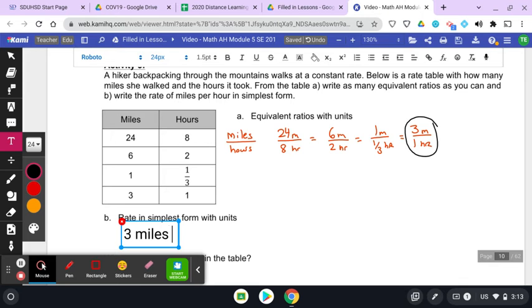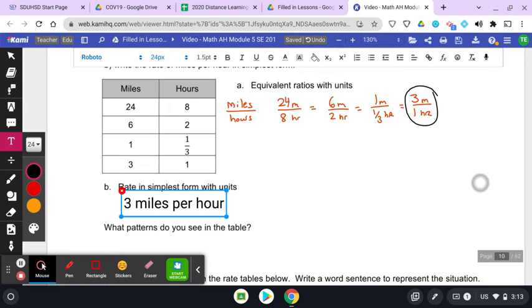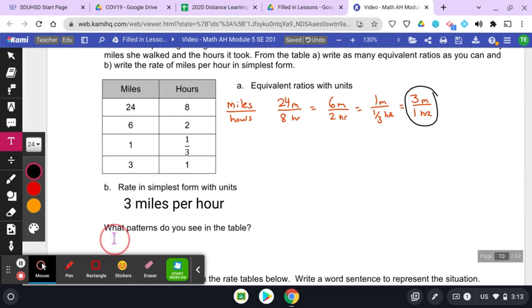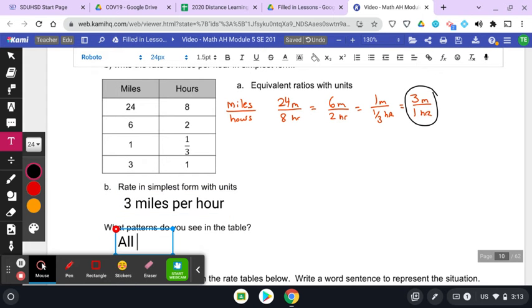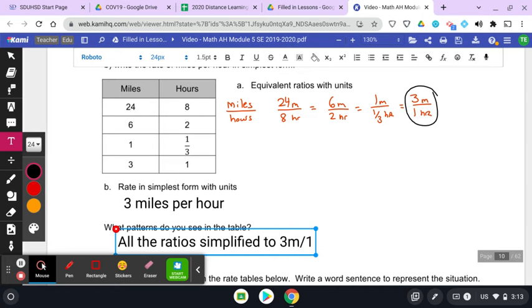3 miles per hour is the simplest one. We're always going back to the simplest one because it's the easiest one to work with. Okay. All the ratios simplified to 3. Three over 1, 3 miles per 1 hour. Okay, now how does that help us?